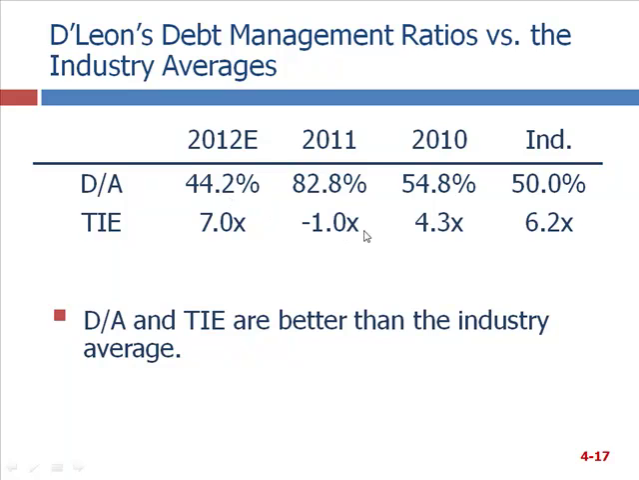Times interest earned, you want that to be high. The industry average is 6.2. DeLeon wasn't there for the last couple of years, but now it's looking like it is going to be there, and in fact a little above. So actually it is looking good as far as its debt management ratios. No major problems there that we can see.